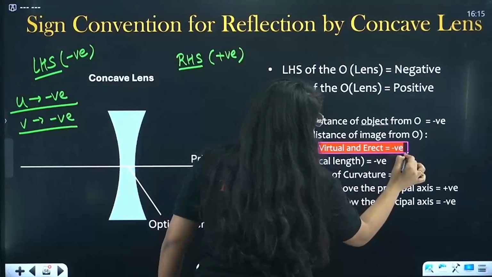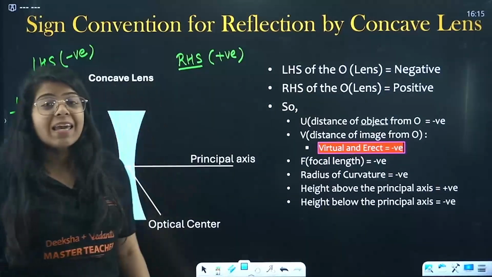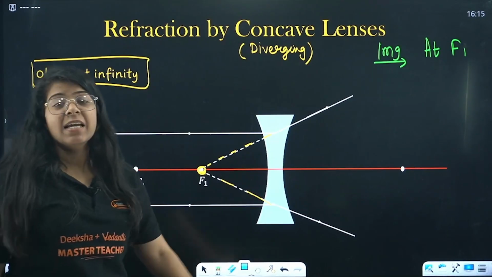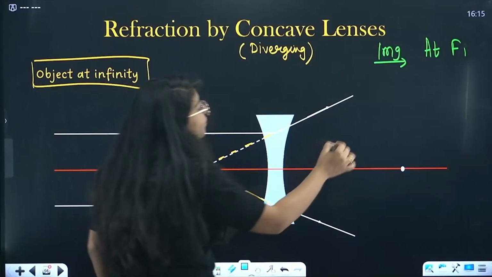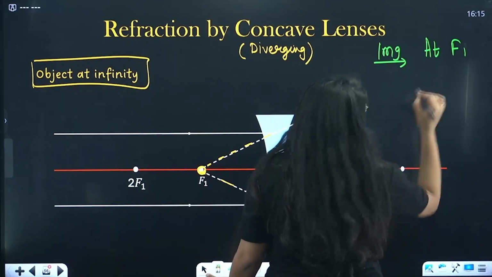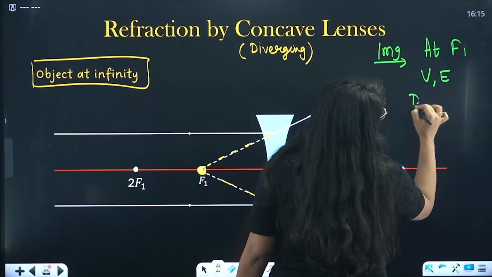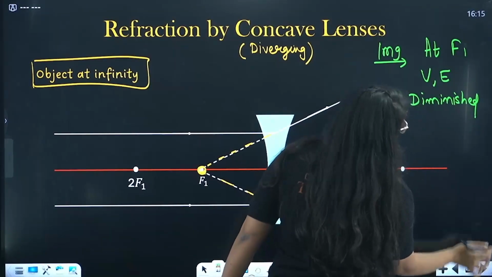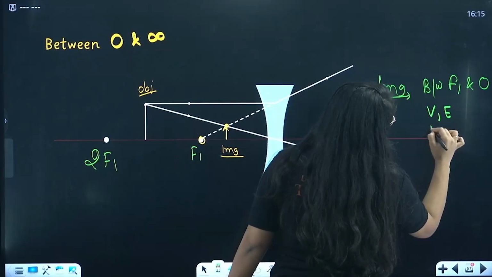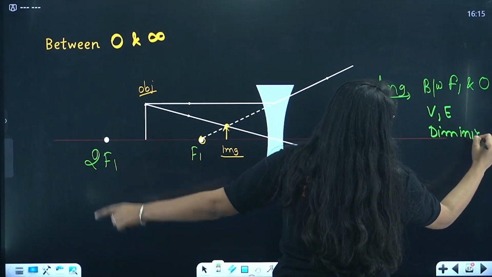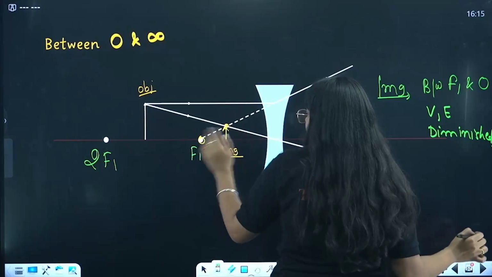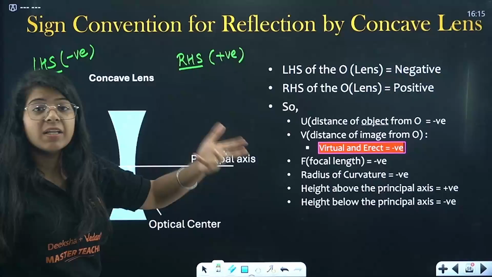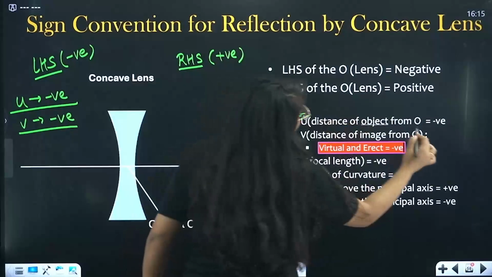So this gives a virtual and erect image. Concave lens, yes, it was a concave lens. Similar to a convex mirror, it will give a virtual and erect image, and it is always diminished. You can see virtual, erect and diminished, right? Virtual rays are meeting. Then this is virtual and erect, and it is forming on the left hand side, so V is negative. U is always negative.